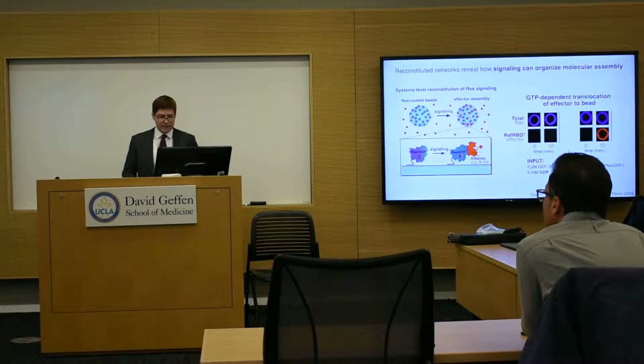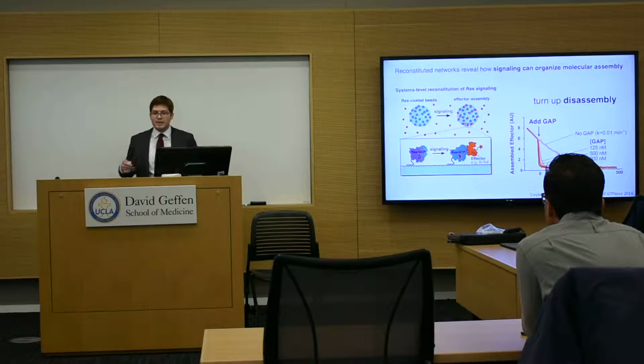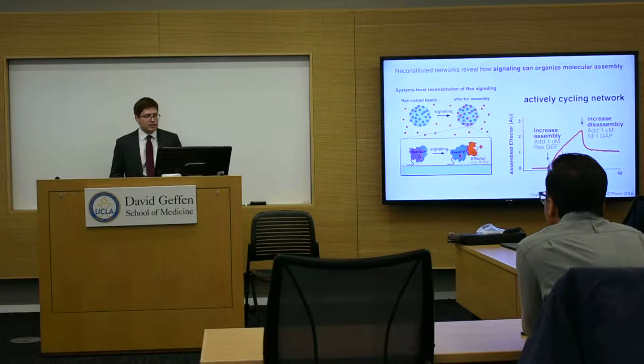build on the bead. And using the system, you can turn up the assembly process by adding increasing amounts of GEF, or you can turn up the disassembly process by adding increasing amounts of GAP. But most importantly, you can combine assembly and disassembly reactions together to create an actively cycling network.